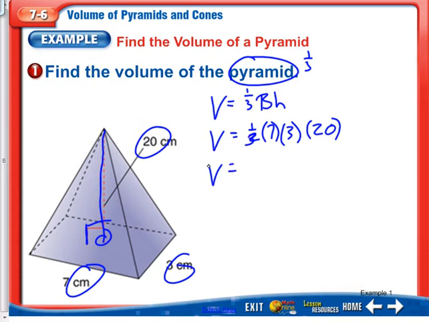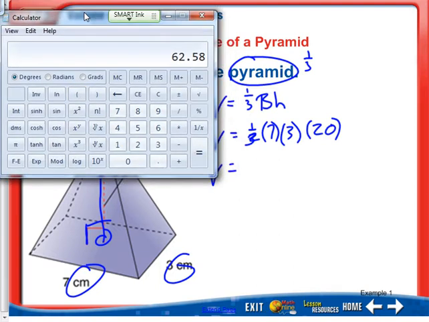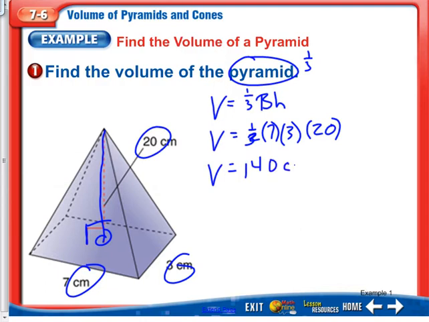Okay, so the volume equals, all right, now we can pull out our calculator since we have our formula written out. I'm going to do 7 times 3 times 20. Now, that would be the total if this were a prism. Now we're going to divide this by 3. Dividing by 3 is the same as multiplying by 1/3. So dividing by 3, I'm going to get 140 centimeters cubed. All right, and that would be my volume.